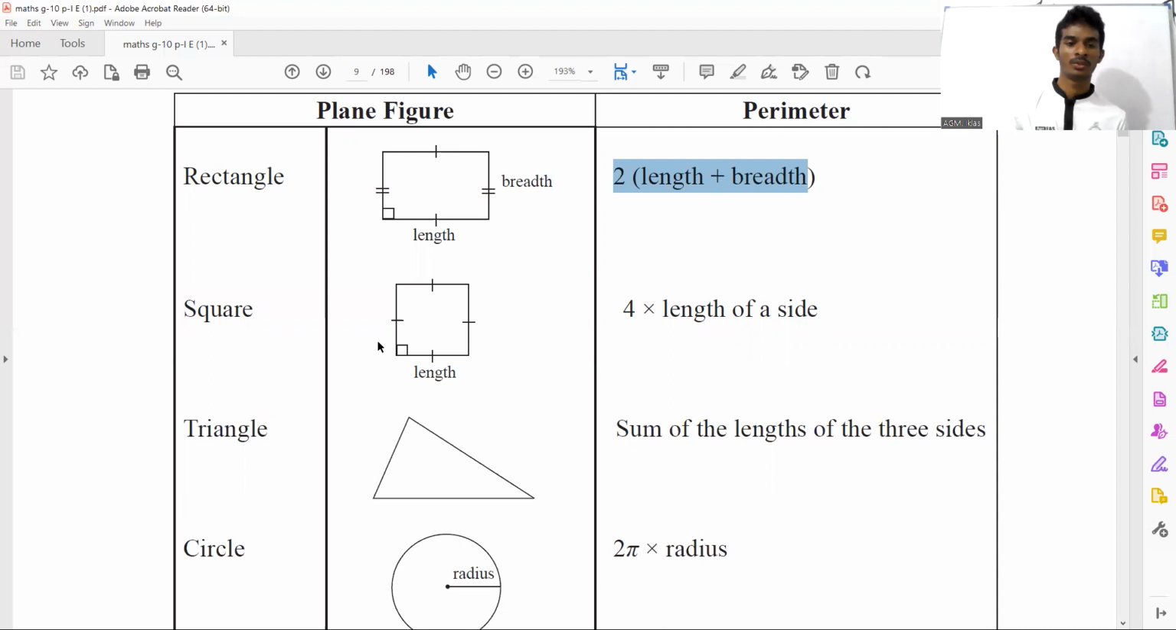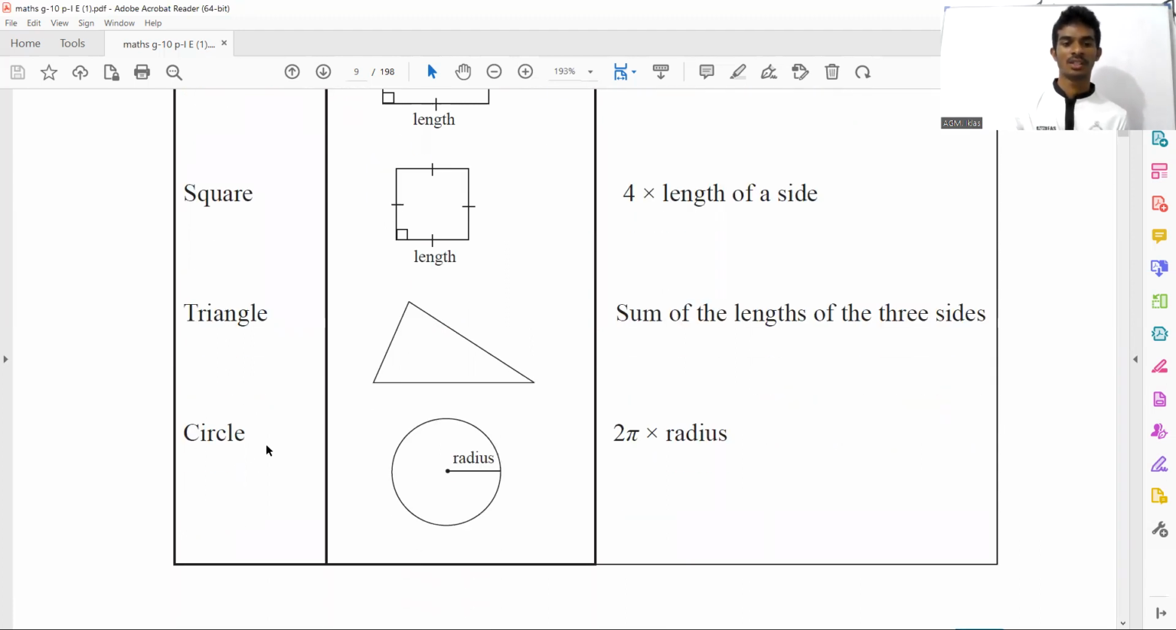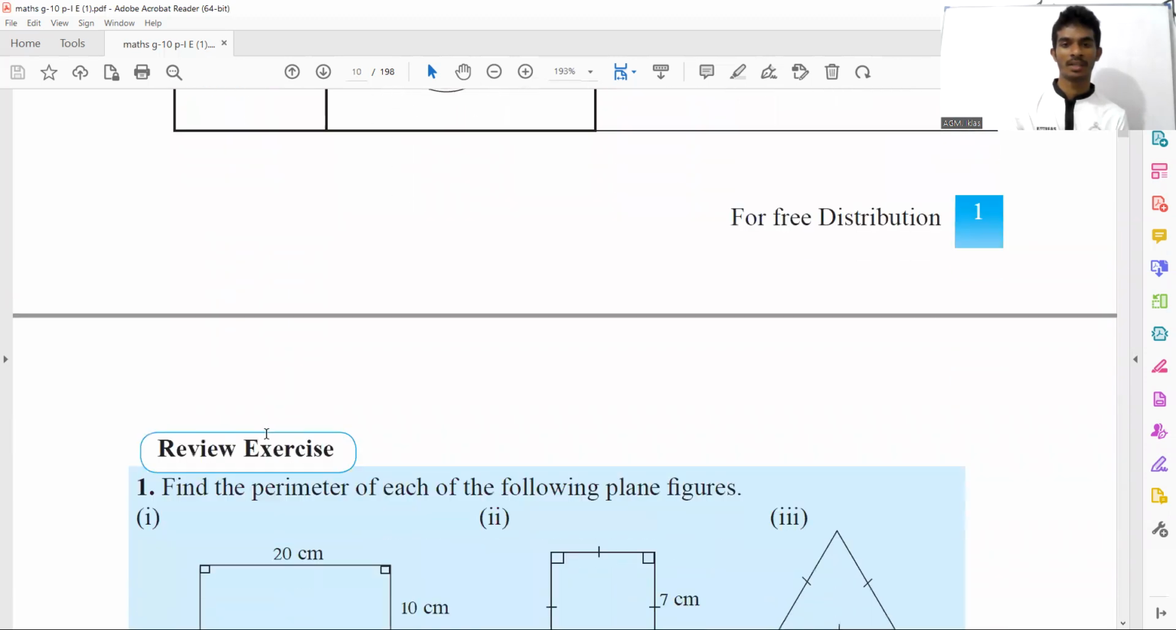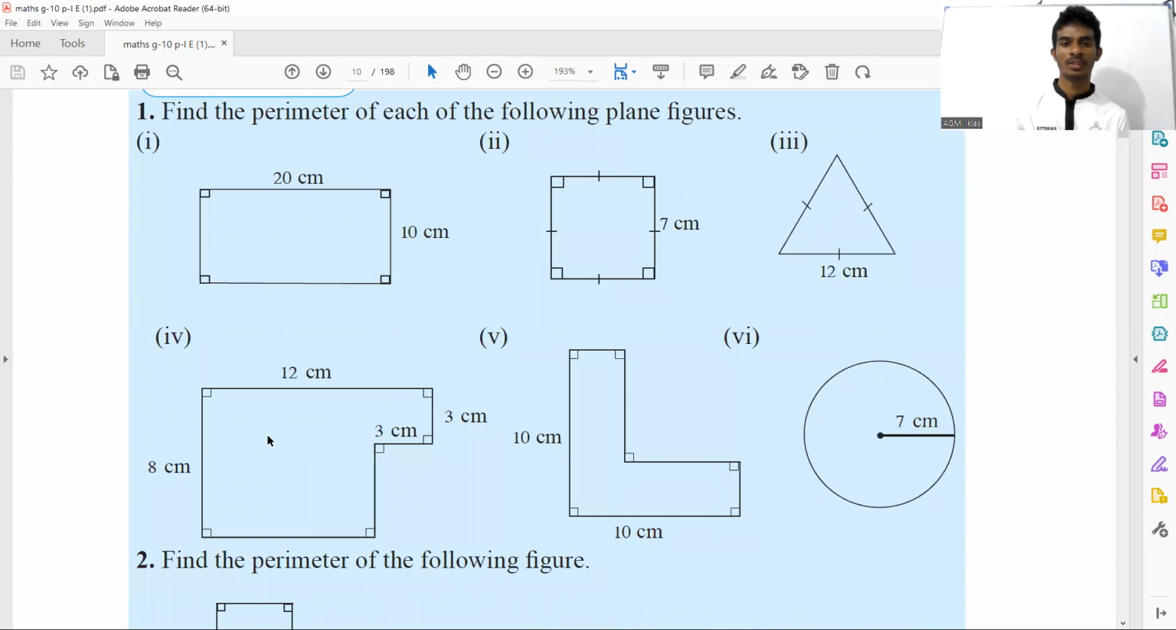Likewise, we are going to find the perimeter of a square. As far as a square is concerned, we are going to simply multiply the length of a side by 4. Likewise, triangle. We already know a triangle has 3 sides. So the sum of all the 3 sides of a triangle is called the perimeter of the triangle. Again, circle. For the perimeter of a circle, we use the equation 2 pi r. So using the knowledge we have gained in our previous classes, we are going to do these questions. So let me explain to you.